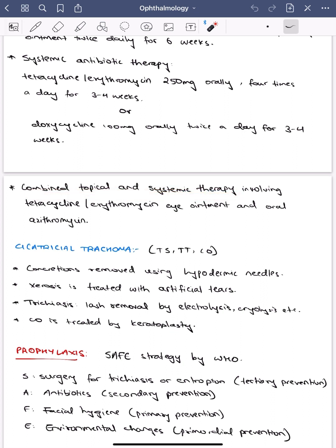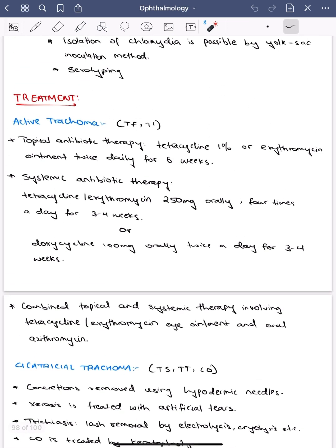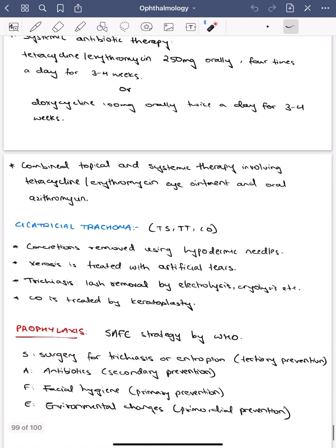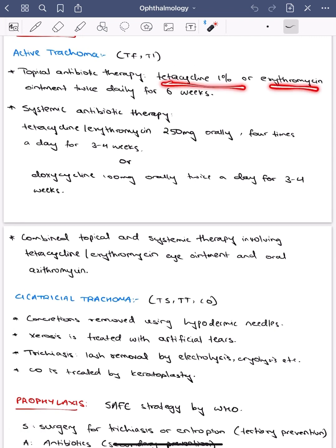antibiotic therapy involving tetracycline, erythromycin eye ointment, and oral azithromycin. Okay, so again remember the drugs as trachoma. T for tetracycline, E for erythromycin, and A for azithromycin. Now topical therapy involves tetracycline 1% or erythromycin eye ointment twice daily for 6 weeks. Systemic antibiotic therapy is again tetracycline or erythromycin 250 mg orally 4 times a day for 3 to 4 weeks, or doxycycline. And the combined topical and systemic therapy involves tetracycline or erythromycin eye ointment along with oral azithromycin. So this is the treatment for active trachoma.